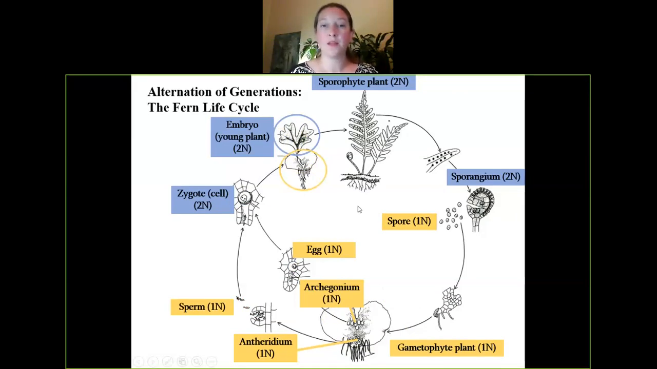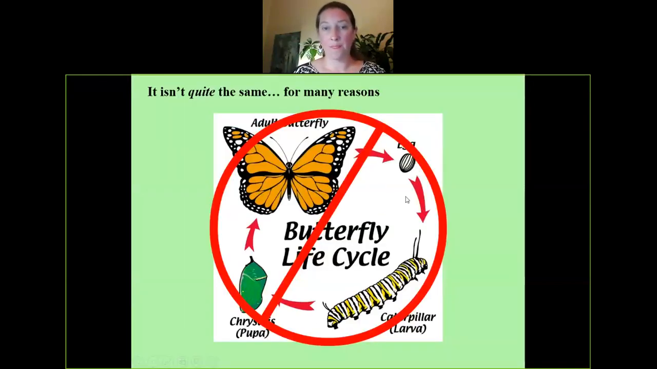Yep. But eventually in the ferns, the sporophyte plant, or the young embryo, is going to grow into a new sporophyte plant. And eventually it won't need the gametophyte plant anymore, and it will grow its own roots, its own leaves and everything. And so it'll go on to repeat this whole cycle again of alternation of generations. Okay.